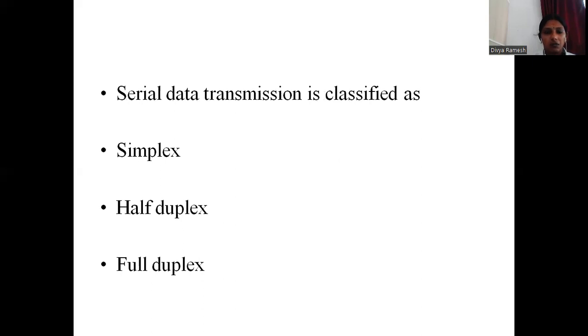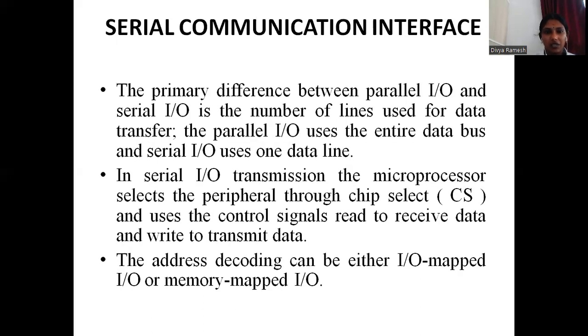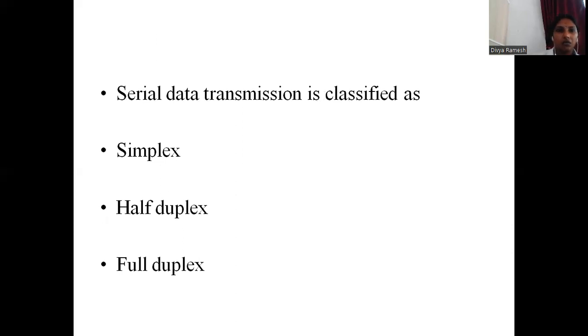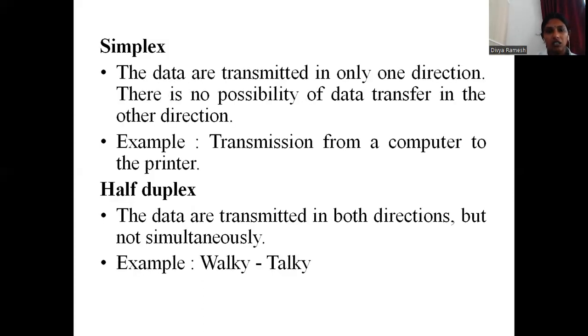Serial communication has different types of modes. We are already aware of these communication modes, that is, the transmission modes. The first one is simplex. In simplex mode, only one end, either the transmitter end or the receiver end, can communicate. Communication from both ends is not possible. For example, when you transmit a text from a computer to a printer, the printer cannot send its data back to the computer. So it comes under simplex mode.